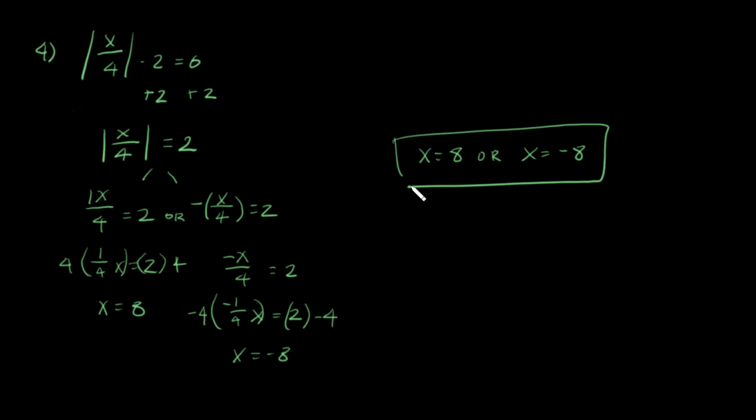And I can check that. 8 divided by 4 is 2. The absolute value of 2 is 2. 2 minus 2 is 0. Negative 8 divided by 4 is negative 2. The absolute value of negative 2 is 2. 2 minus 2 is 0.